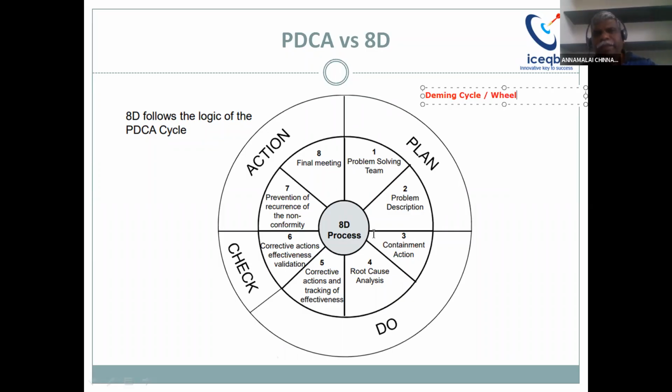So out of the 8 steps we are taking as a part of the 8D, we find that forming the team and describing the problem is the plan part of it. Then taking the containment action and doing the root cause analysis is the do part of it. Then implementing the corrective actions, tracking the effectiveness and validating the corrective action is the check part of it. And then after the validation, again, further improvement, whatever we are taking, and finally closing, that is the act part of it. So again, you can find that the 8D follows the PDCA cycle.